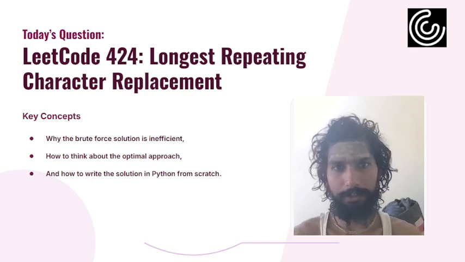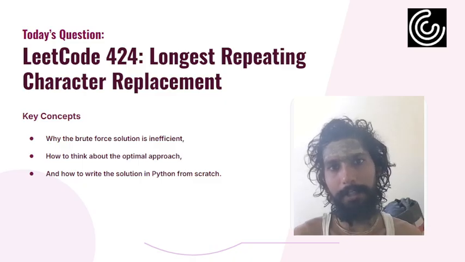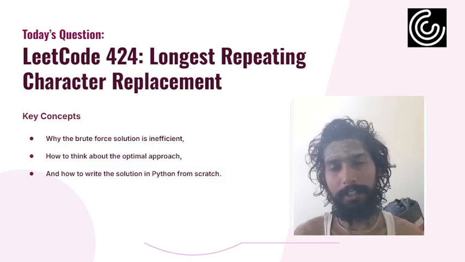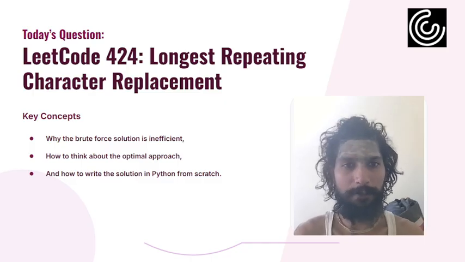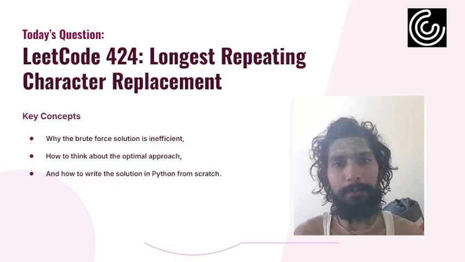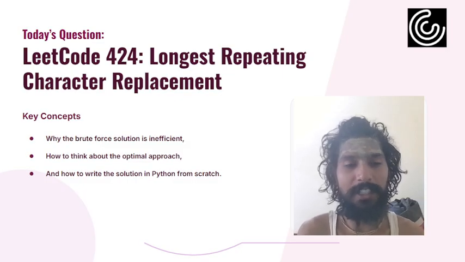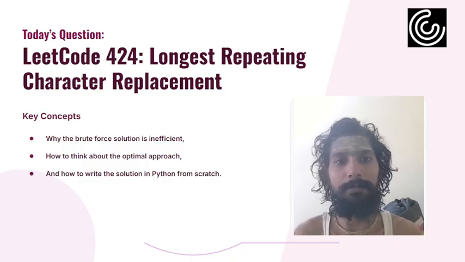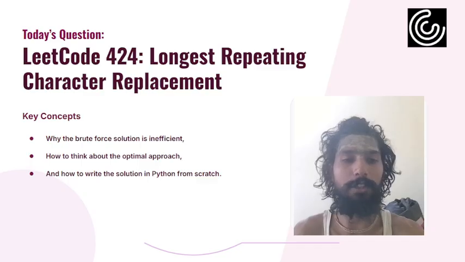Have you ever looked at a string like A, B, and wondered if I could change just one character, what's the longest block of identical letters I could create? At first glance, it feels like a dynamic programming problem, but surprisingly, this is actually a sliding window problem that runs in O(n) time. Let us understand it from absolute scratch.